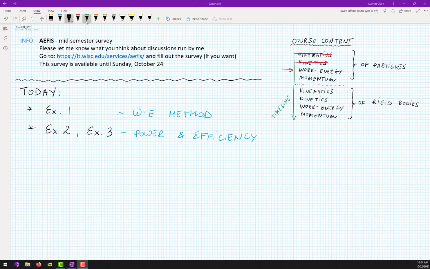Plan for today is the following. We're going to do example number 1, and then example number 2, and maybe 3. However, example number 3 is exactly the same as example number 2, so I have a trick for that, okay? We'll do example number 3 in 60 seconds. And where are we in our timeline? Aha, we are here. We are continuing work energy methods.